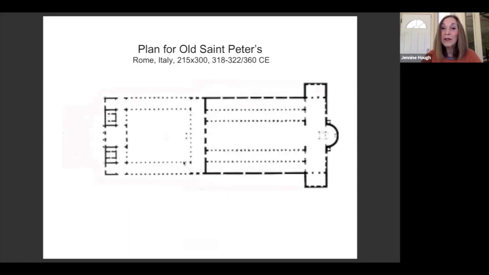So we're going to move to Constantine's greatest gift, which was his churches. And way before the Edict of Milan, before the legalization of Christianity, he started building churches. The first one was St. Peter's. It's now called Old St. Peter's in the city of Rome.